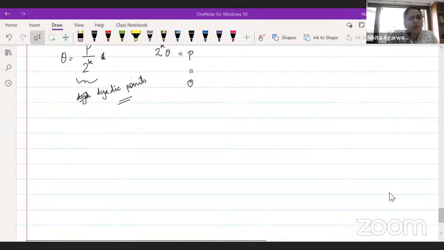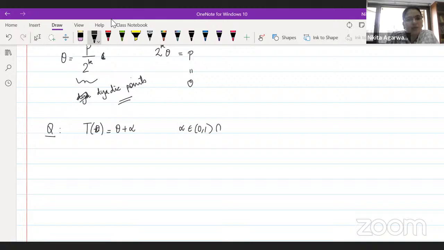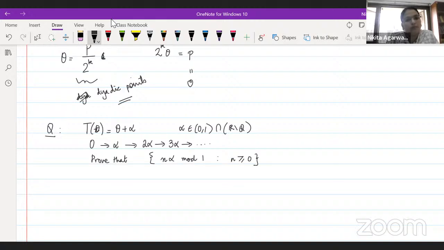So I would like you to prove the following question. So remember the map was T theta equal to theta plus alpha, right? Where alpha I am saying is in (0, 1), an irrational number. What is the orbit of 0? 0 goes to alpha, alpha goes to 2 alpha, goes to 3 alpha, and so on, right? So prove that if I take n alpha mod 1, n greater than or equal to 0, what is this? This is the orbit of this point. This is dense in [0, 1).